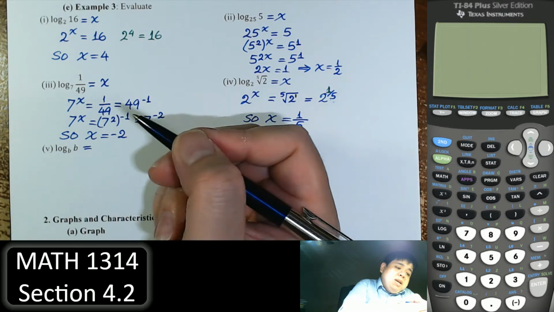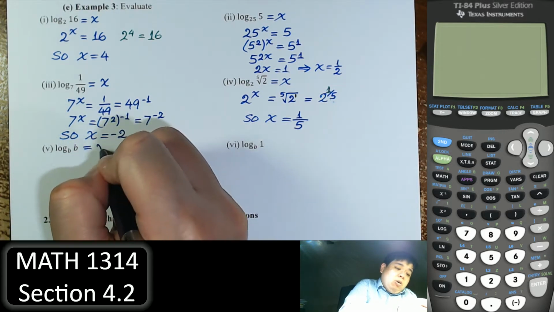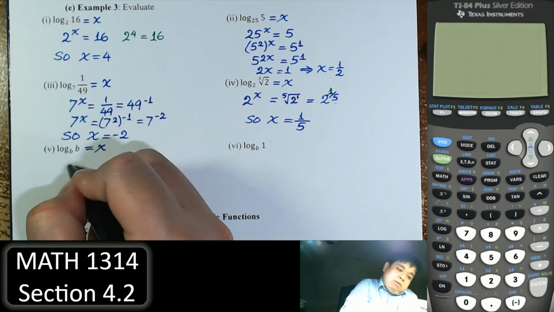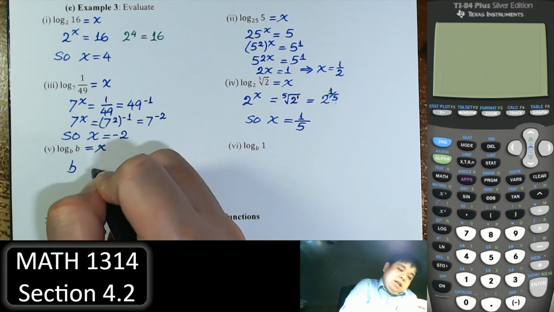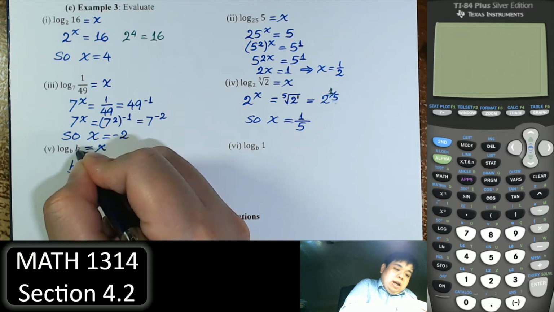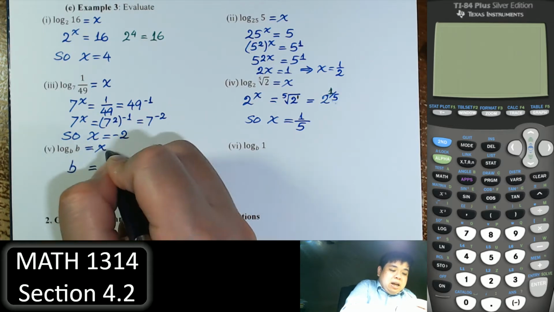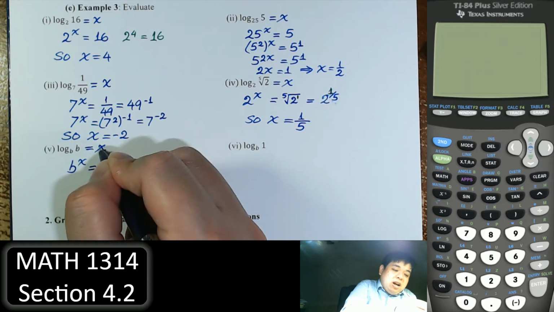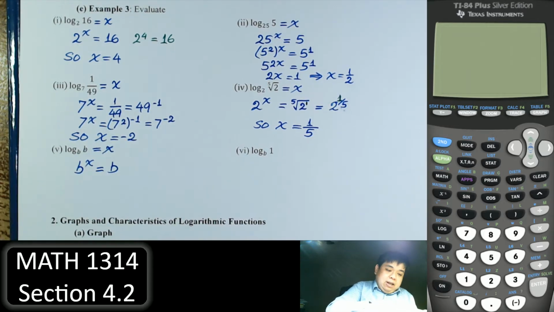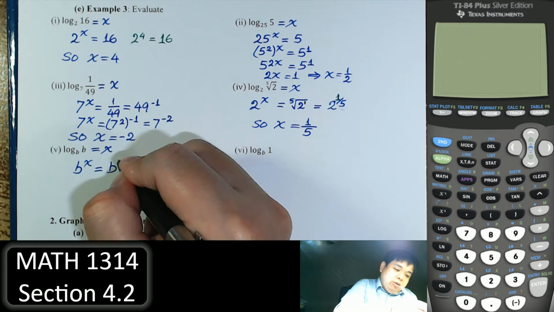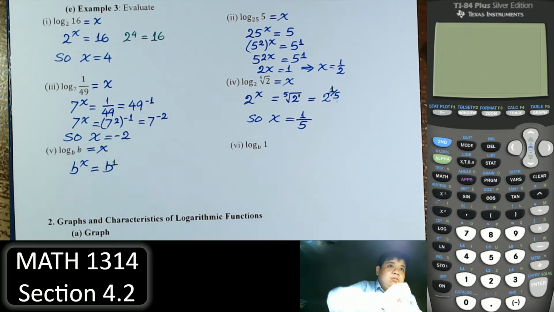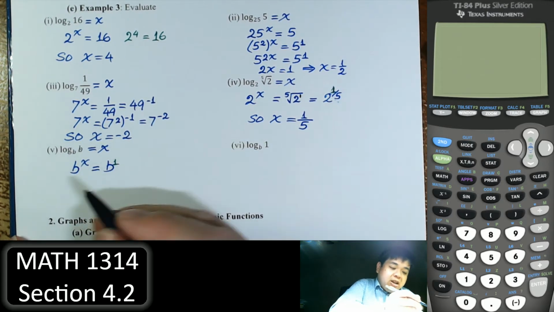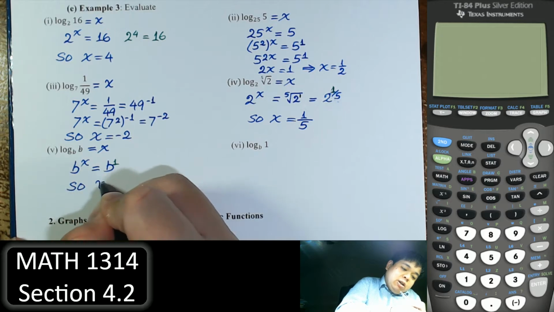Log base b of b. Don't know that, make that equal to x, and then swap. b is the base, so this b and x will interchange. b goes to that side, x goes to that side. And this by default is to the first power. Anything to the first power is itself. So here we have x equal to 1.